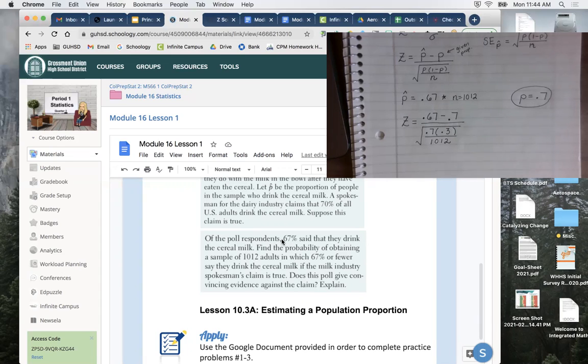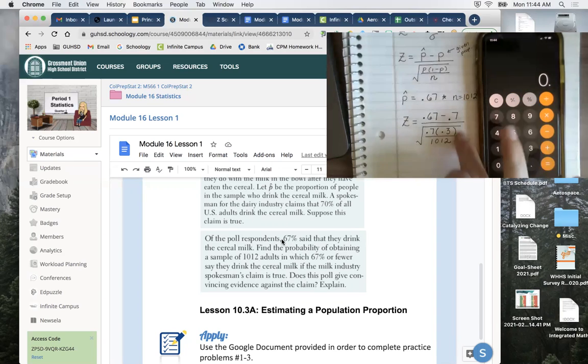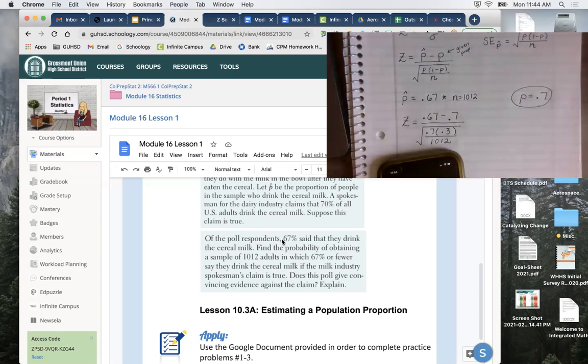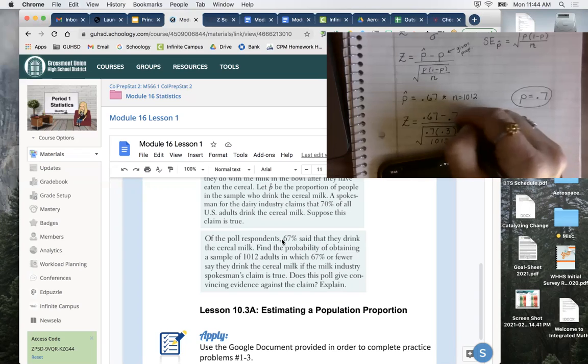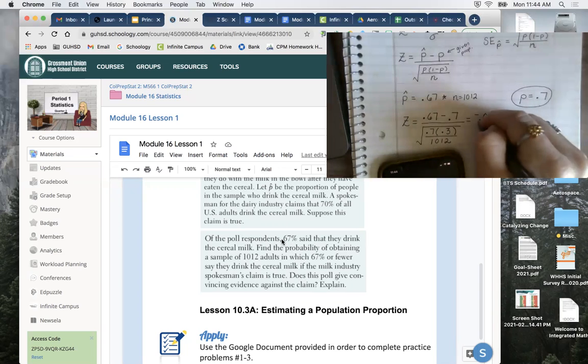Okay, so I'm going to break out my cell phone calculator so you guys can see exactly how I do this. I'm going to do the standard deviation on the bottom first. I know that 67 minus 0.7, 67, 68, 69, 70%, right? This is a negative 0.03 or a negative 3%.